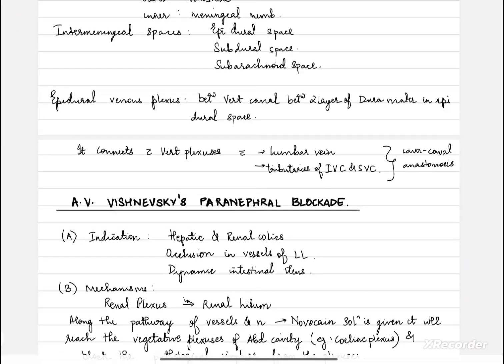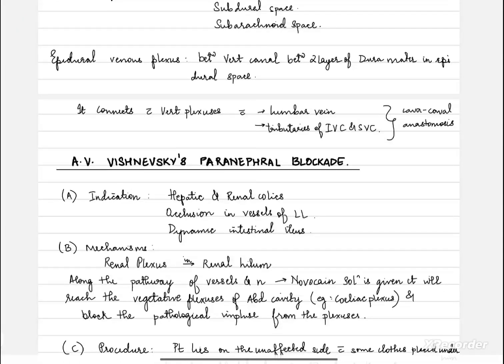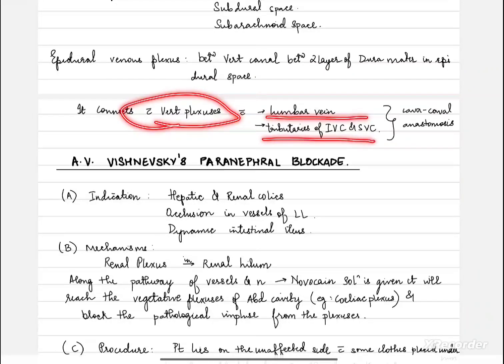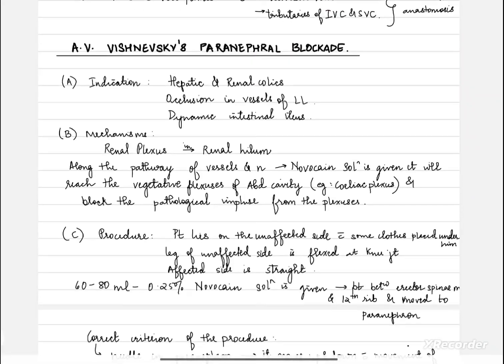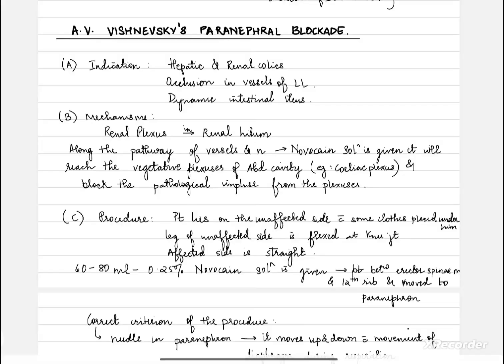Fine. Now next is the epidural venous plexus. Now this venous plexus is present in the vertebral canal, in the epidural space. It connects the vertebral plexus with the lumbar veins and tributaries of the inferior vena cava and superior vena cava by making cava-caval anastomosis. Now we move on to the A.V. Vishnevsky paranephral blockade. Why is it done? Hepatic and renal colics, occlusion in vessels of the lower limb and dynamic intestinal ileus.